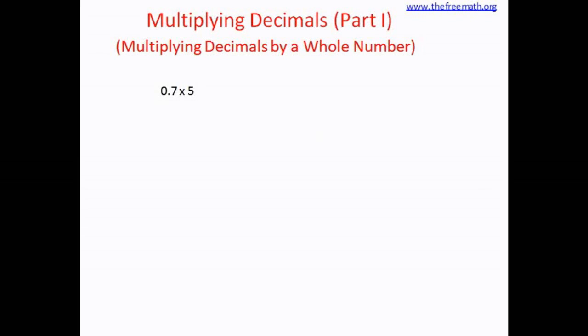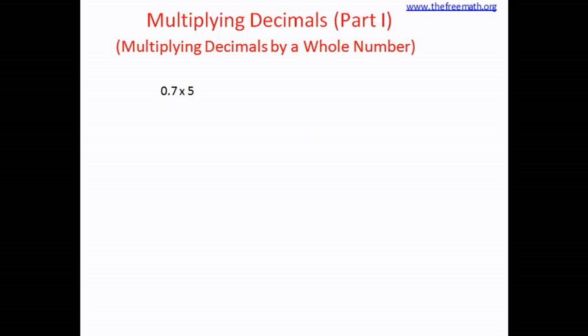This is the first part of multiplying decimal numbers. In this part, we will see how to multiply decimal numbers by a whole number. First, we will see some examples and then we will go over the steps or the rules to do such multiplication. Let's look at this first example.